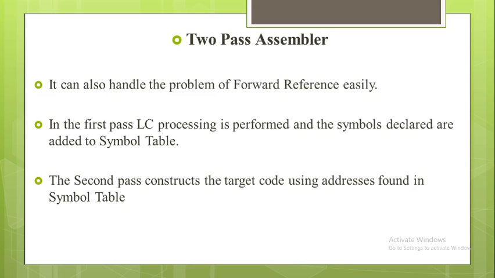In the first pass, location counter processing is performed and the symbols declared are added to the symbol table. We know the structure of symbol table, which consists of the symbol and corresponding addresses in this particular data structure. The second pass constructs the target code using the addresses found in the symbol table.